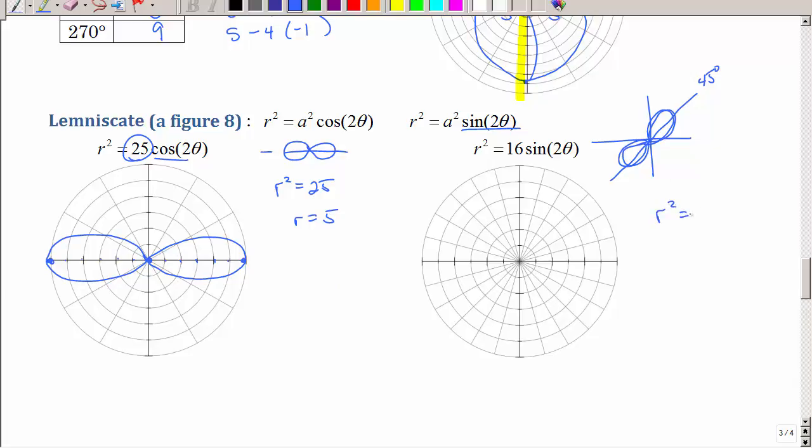Okay. So let's see here. We have r squared is 16, so r is 4. Where's our 45 degrees? Right here. The pole, 1, 2, 3, 4. That's all there is to it. So that does involve a bit of memorizing.